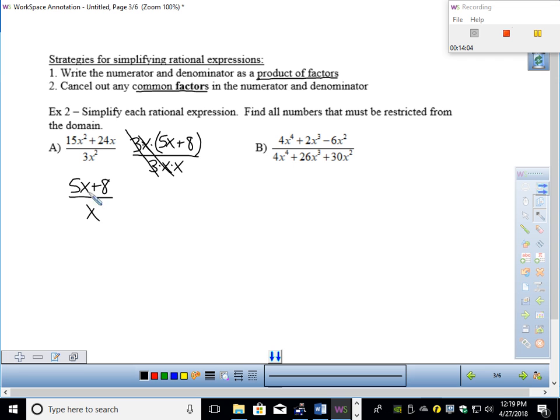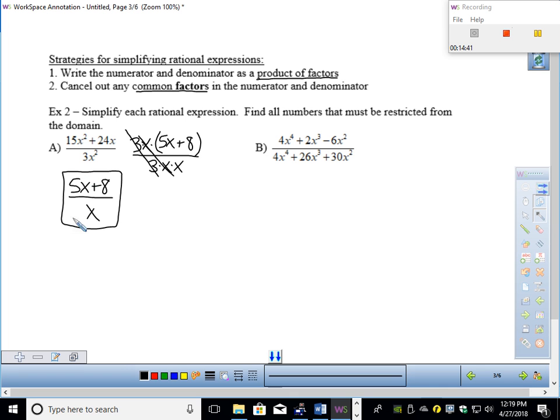It's separated by that addition symbol. It is part of the overall factor. So this is your final answer. And as I said, that's going to be the primary challenge for us: when can you factor and when can you not factor? Or when can you not cancel, excuse me.